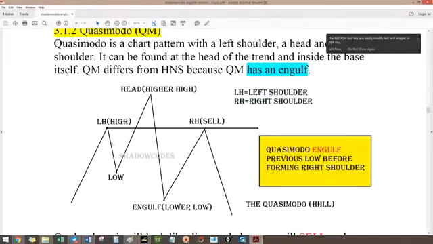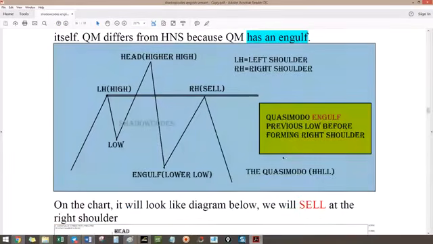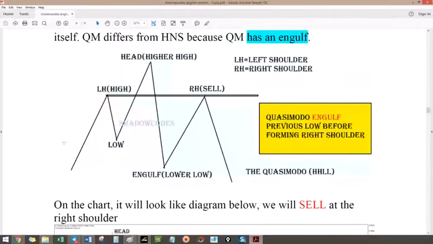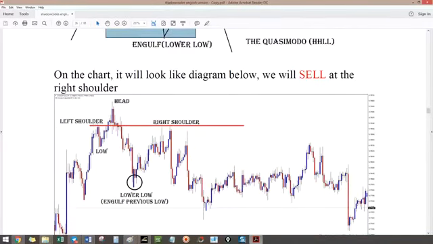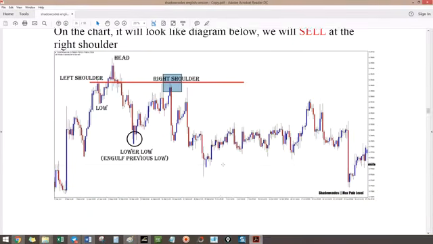Okay. So you have a high, low, higher high, lower low, and you will sell at the QM level. So Quasimodo engulfs the previous low before forming the right shoulder. This is the Quasimodo, the higher high and lower low, the over under. So on the chart, QM will look something like this. Left shoulder, low, head, and the lower low is engulfed here. And then you'll enter on the right shoulder, right?